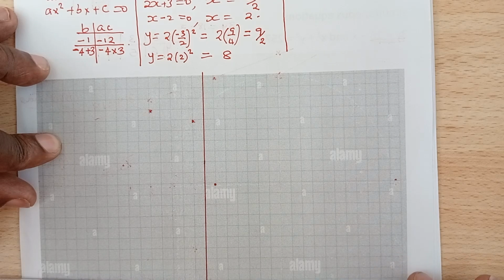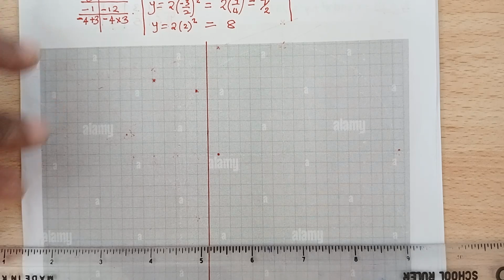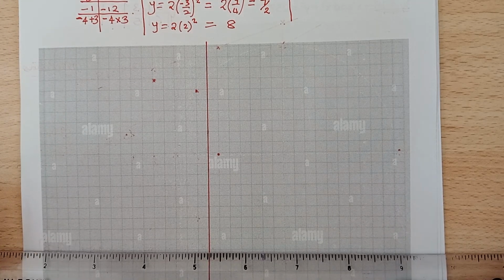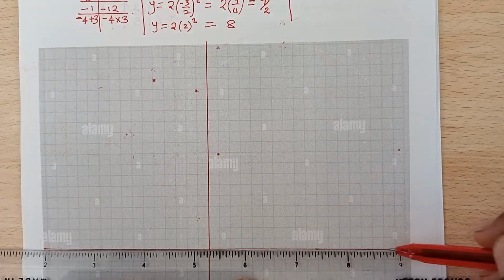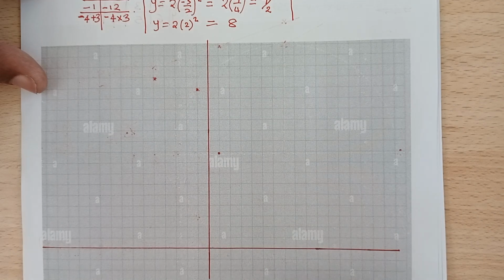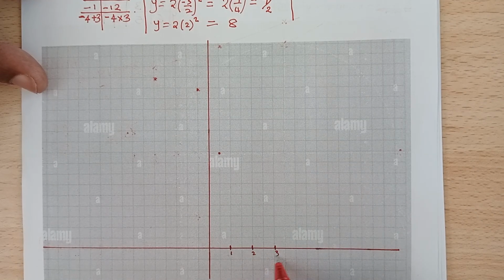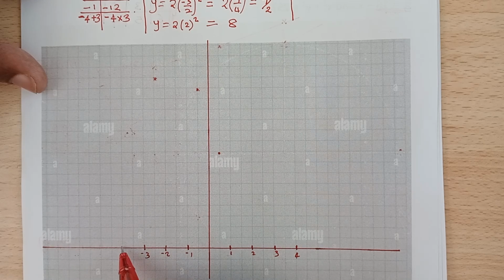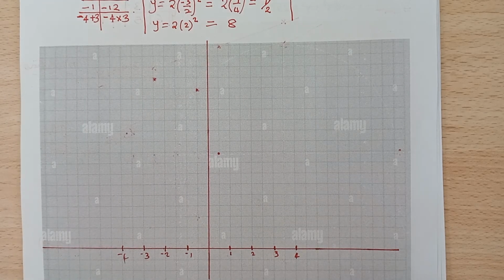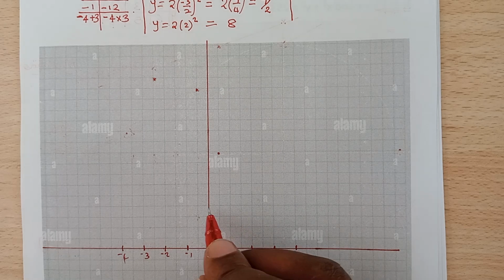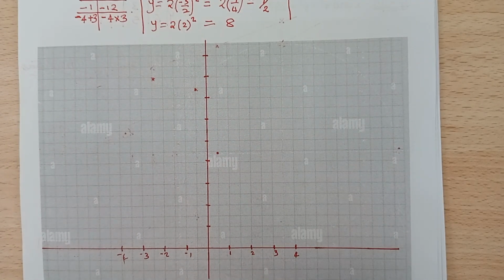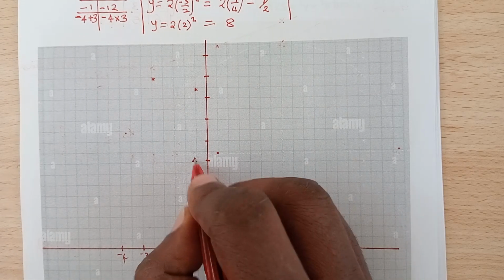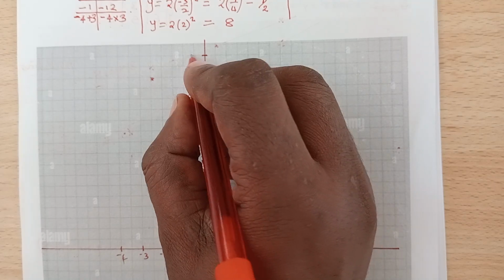We don't need so much the negative values of x. We don't need so much the negative values of y, rather. So we can always have our x-axis here. Let's have 1, 2, 3, 4, and -1, -2, -3, -4. And let's have now the values of y: 1, 2, 3, 4, 5, 6, 7, 8, 9.